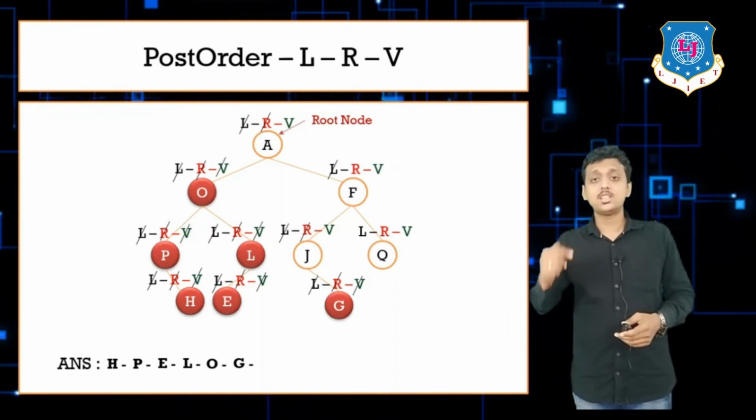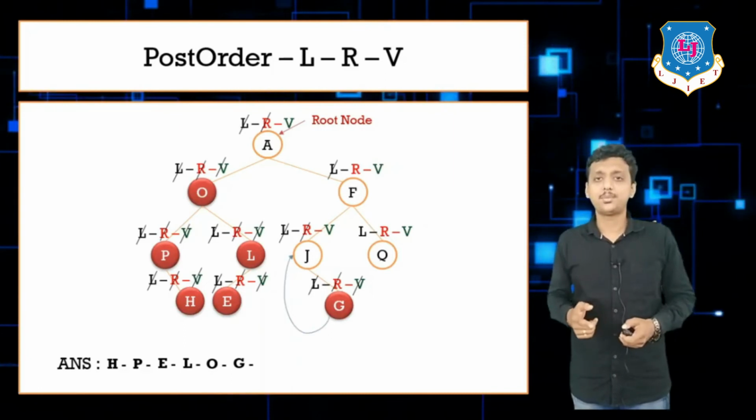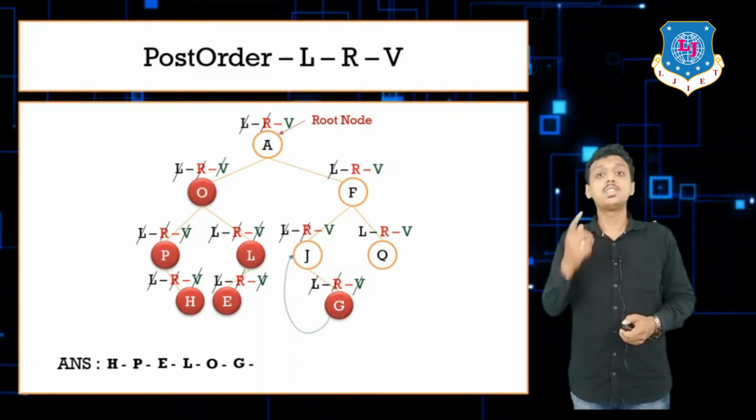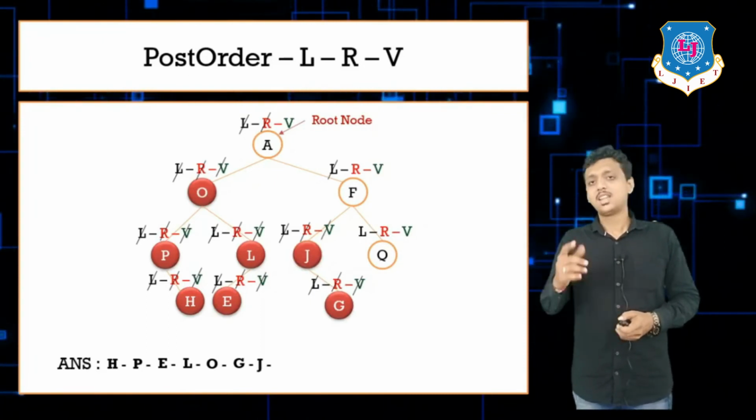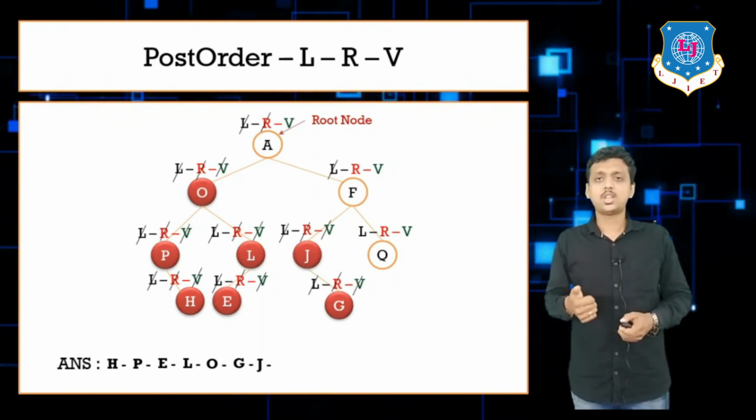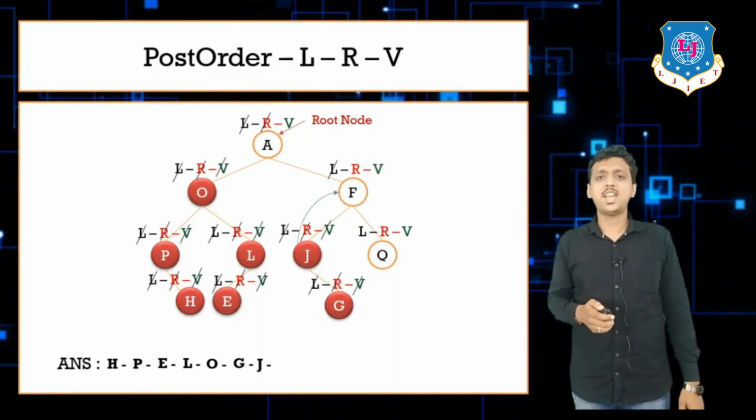What to do? Just move towards the parent node of G, that is J. Let's move towards J. Then visit J. Okay, so visit J. Fine. So LRV is done for J. Let's move towards the parent node of J, that is F.